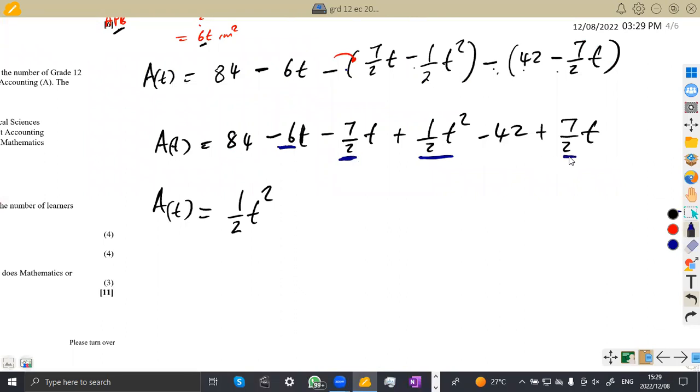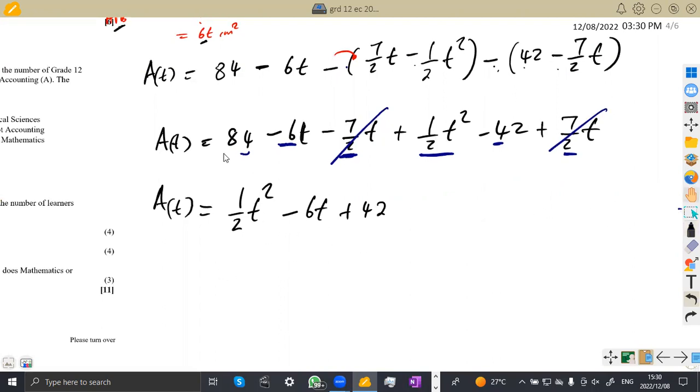The negative 7 over 2t and the positive 7 over 2t will actually cancel. These are like terms. The other one is a negative, the other one is a positive, so they will cancel. You remain with negative 6t. All right, you move on to the numbers. We've got 84 here and 42. As you can see, 84 minus 42 is 42, so this is going to be positive 42. So this is our expression of area. Take note, guys, this is the expression representing the area.